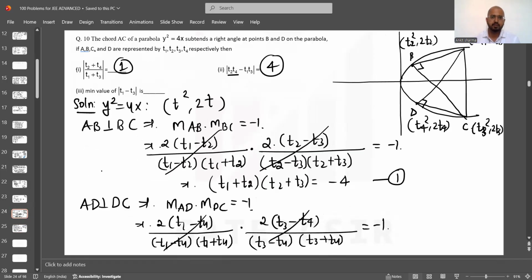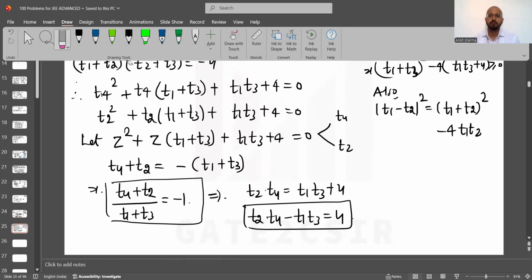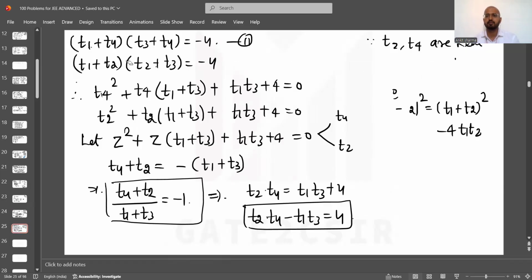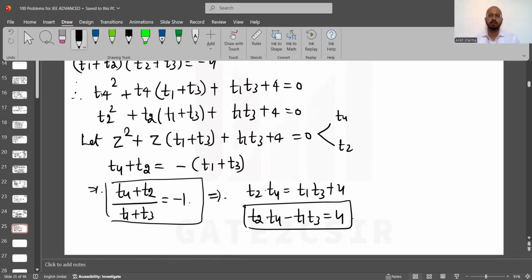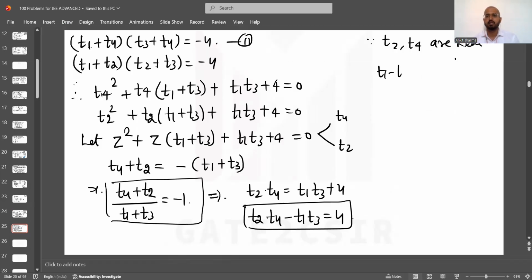Required one minute. Okay, T1 minus T3, T2. So let's find T1 minus T3 then. If I consider the (T1 minus T3) square, it can be written as (T1 plus T3) square minus 4 times T1 into T3.